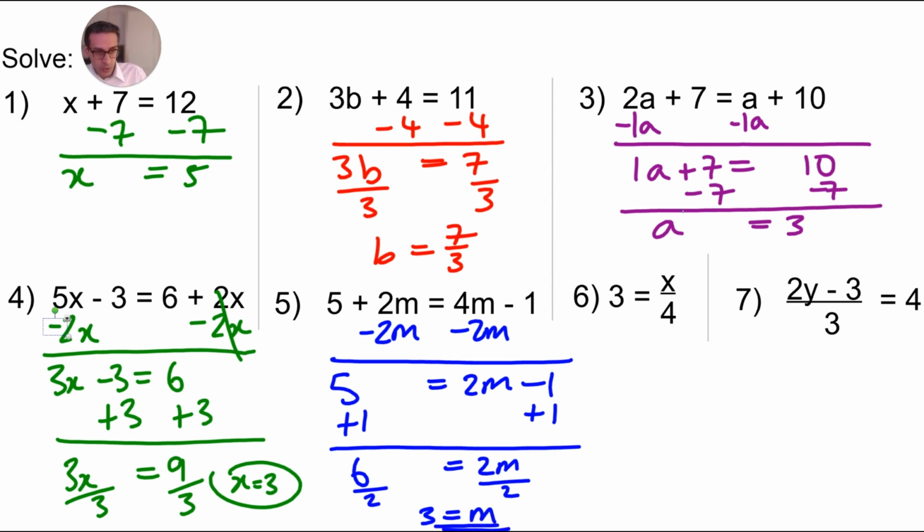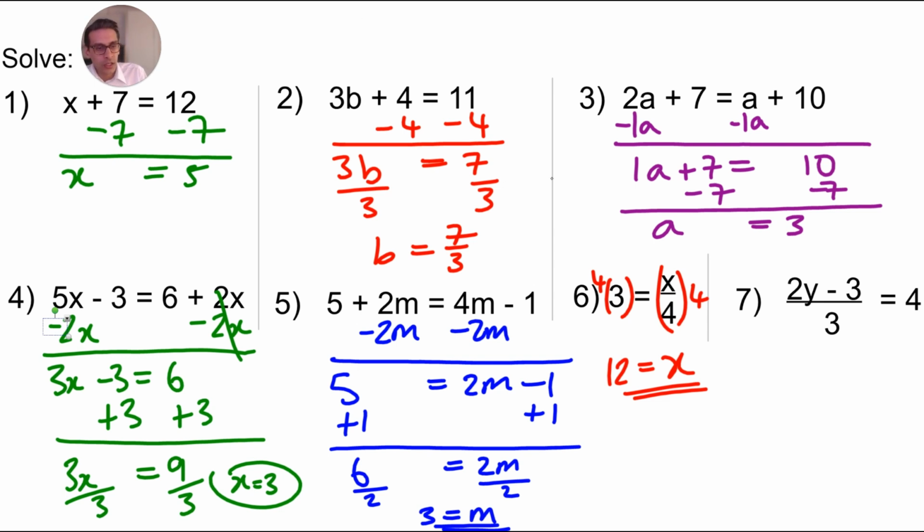And then we've got 2 more questions left, so let's go to question 6. Now in this case, x divided by 4, I want to isolate x and do the inverse of dividing by 4, which is multiplying both sides by 4. So 4 times 3 is 12, and x divided by 4 times 4 is just x. So that's your answer, 12 is equal to x.